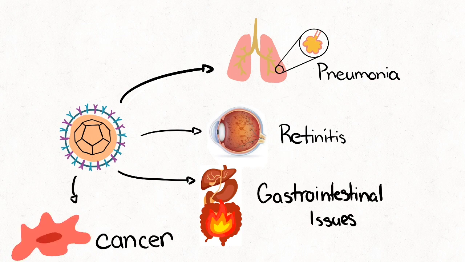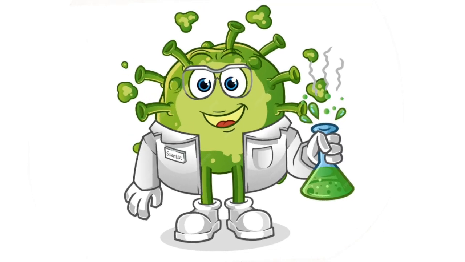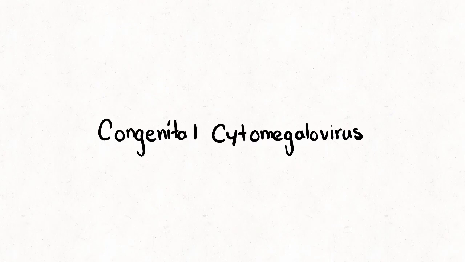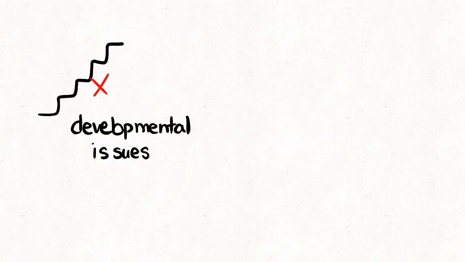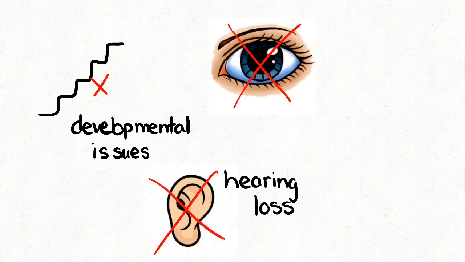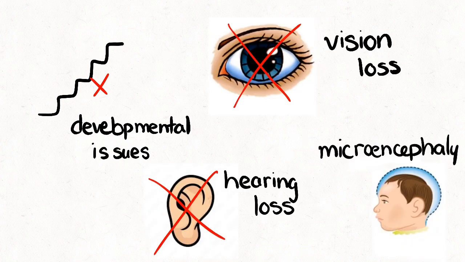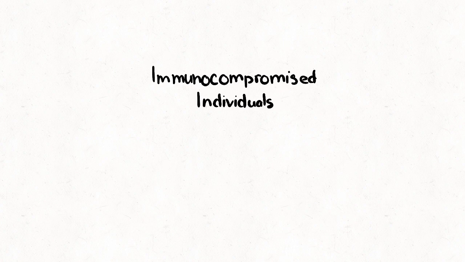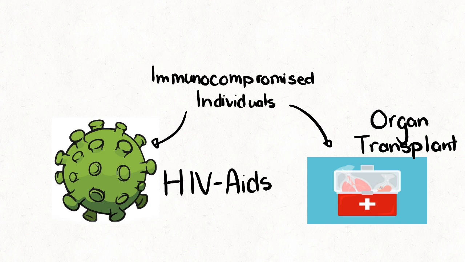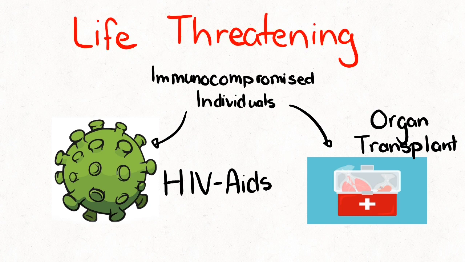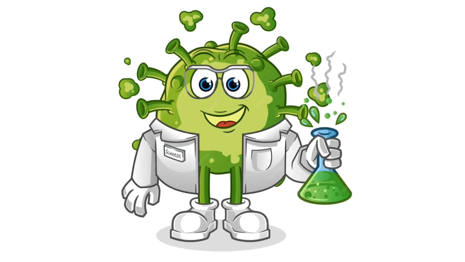I see. Then what are some of the complications that are associated with HCMV infection in these high-risk groups? So in newborns, HCMV infection can actually lead to a condition known as congenital cytomegalovirus, which can result in things like developmental issues, hearing loss, vision loss, and even microcephaly, among other long-term health problems. In immunocompromised individuals, such as those with HIV or those undergoing an organ transplant, HCMV can actually cause severe and potentially life-threatening complications.